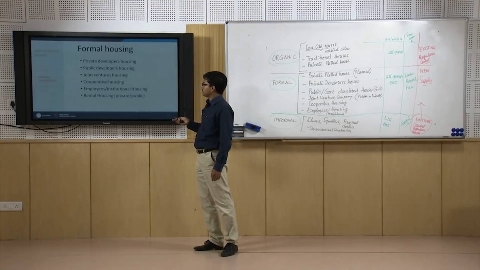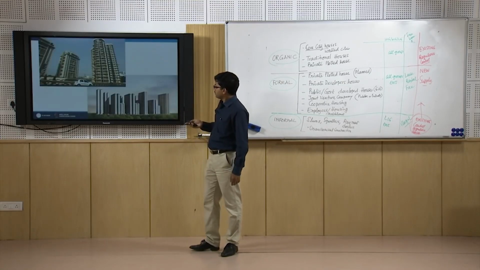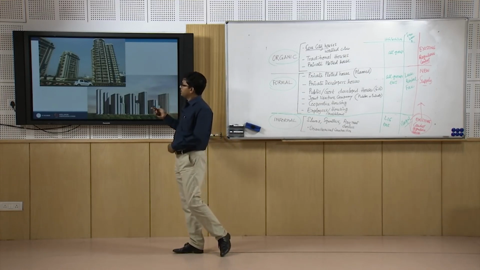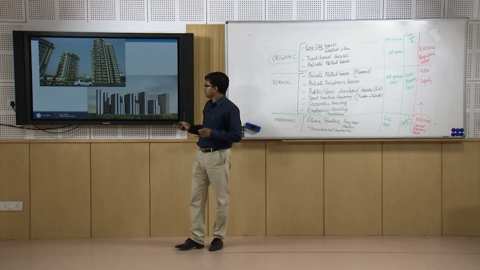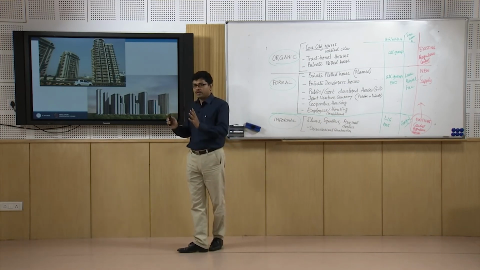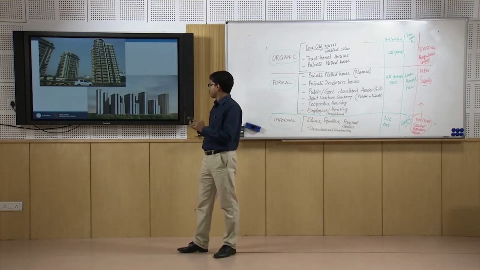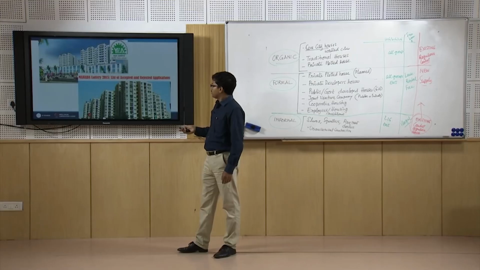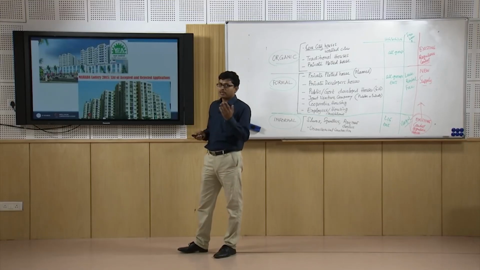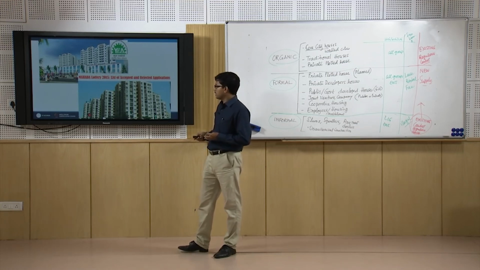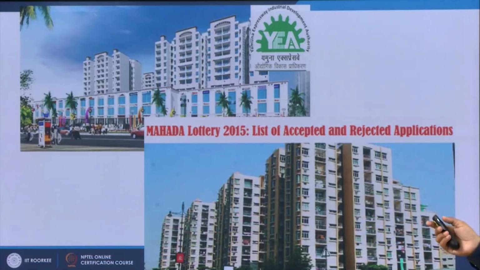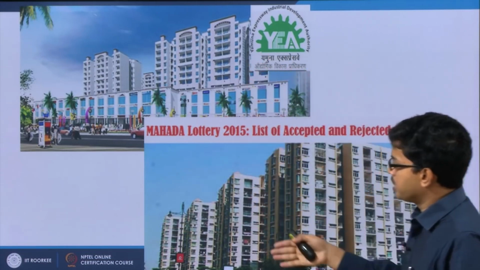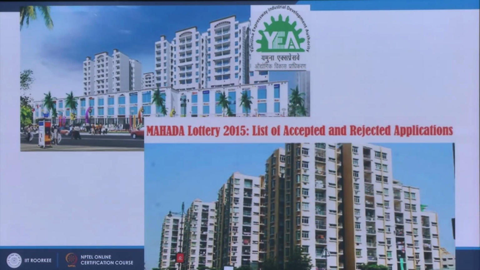Now, in the formal housing category, let us take a formal house done by a private developer. A typical private developer's house can be seen like this. It is more compact and high storied, so that more people can come there. Whereas public developers, like any development authority or housing boards, such as Mahada, construct this type of house and provide for all categories of people.